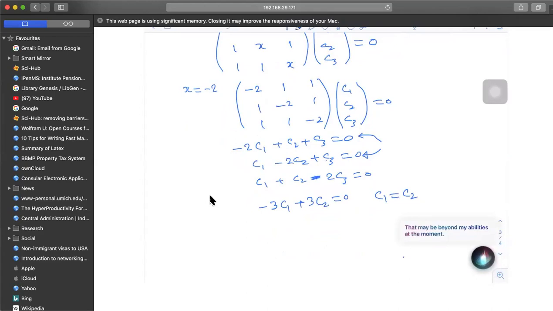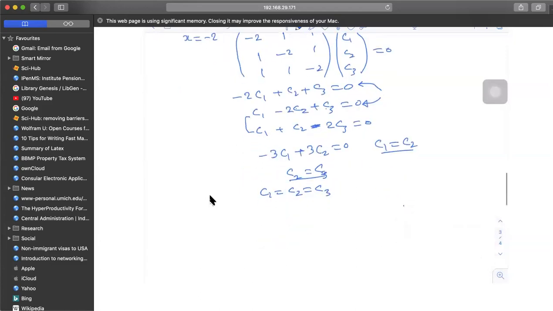Similarly, if you subtract the third equation from the second, you will get a similar result which says that C2 is equal to C3. Therefore, you get the result that C1 must be equal to C2 and that must be equal to C3. This means that all the coefficients are equal, and further the orbital is normalized.